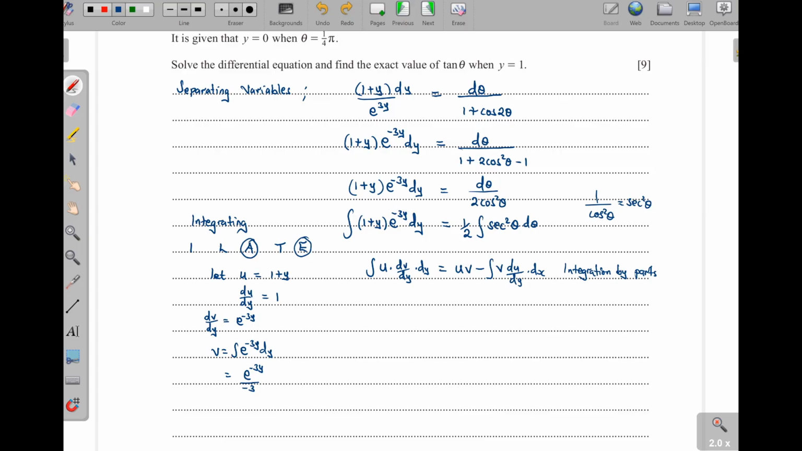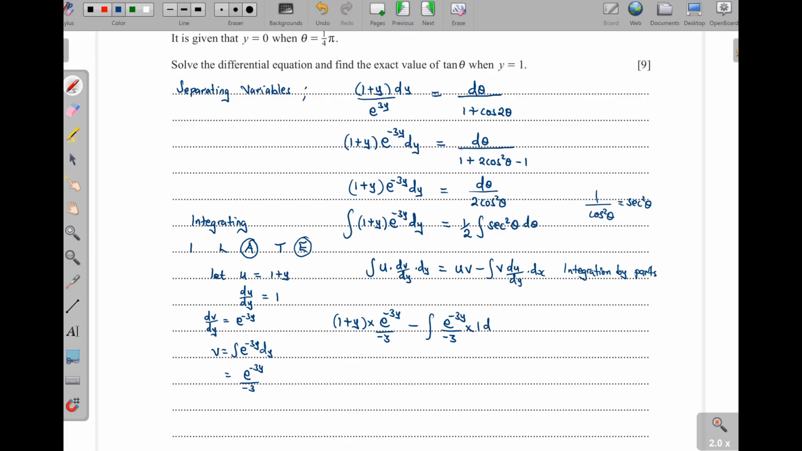Okay, now that means we are going to have u. Where is our u? It is this one here. So we have 1 plus y. Are we there? Then v is this one times e power negative 3y over negative 3. Then minus the integral. What is our v? It is e power negative 3y out of negative 3. Then times, what else do we have? Times du dy, which is 1.